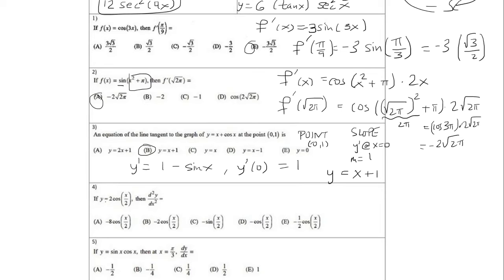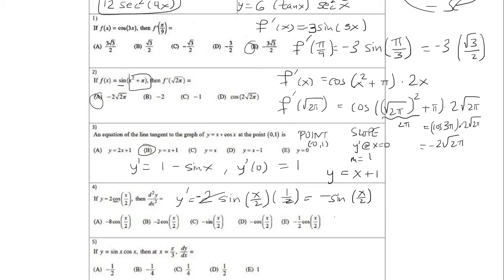Next one, we're given y equals 2 times cosine of x over 2. And we want to find the second derivative. Well, first you need to take the first derivative. So we're going to have 2. Now the derivative of cosine is negative sine. Keep the inside the same. And then take the derivative of x over 2, which is 1/2. So I can cancel out the 2's here and rewrite it as negative sine of x over 2.